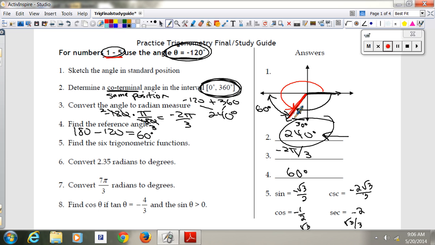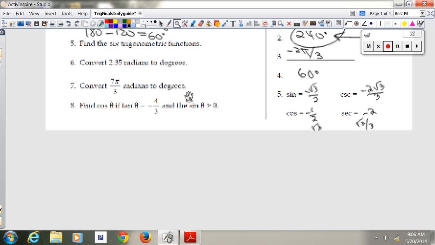Yes, I did. All right, so there's 1 through 5. Now we're done with that negative 120 degrees. That was all for the negative 120. Now let's go down to 6 through 8. Those are all separate problems on their own.